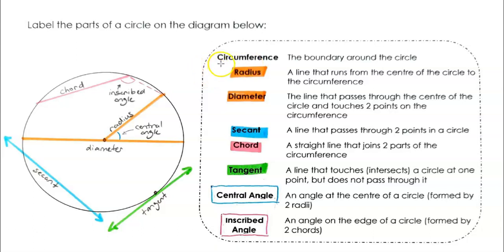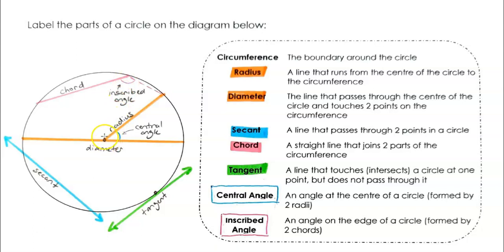So the first one is circumference. The circumference is the perimeter all the way around the circle. The radius and the diameter. The diameter is a line that goes from one side of the circle all the way through the center and then to the other side. If it doesn't go through the center and it goes from one side of the circle to the other, it's called a chord. So you'll notice that I have an example of a chord right here, where it goes from one side of the circle to the other, but not through the middle of the circle.